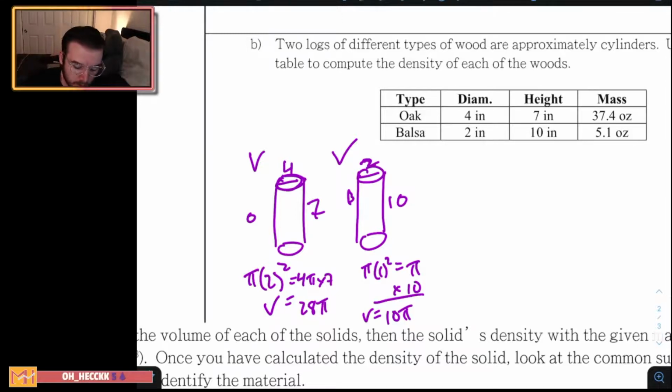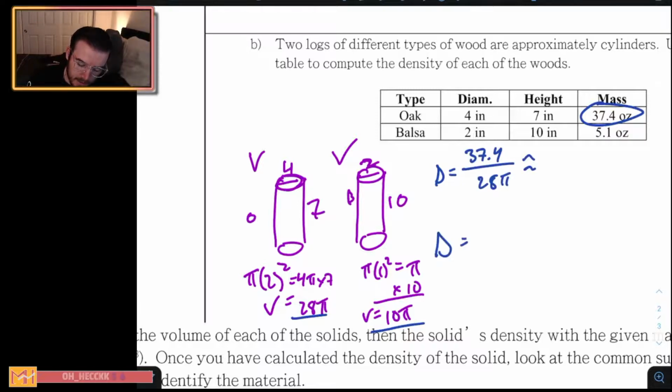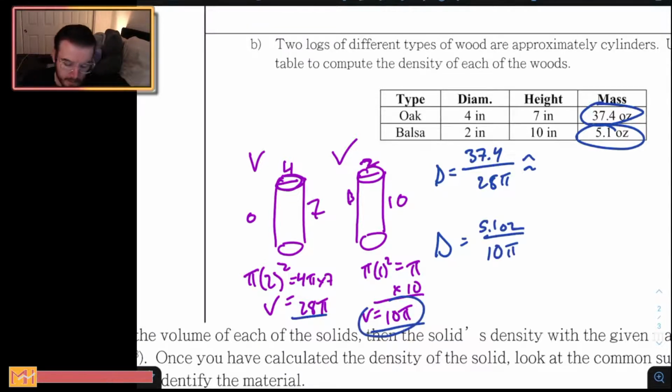If I did that too quick, back it up and watch me do it again, or go back to lesson 9.2 if you were thoroughly confused. But there's our volumes for each of those. And density is mass, 37.4 ounces divided by volume. And density is mass, 5.1 ounces divided by volume, 10 pi.